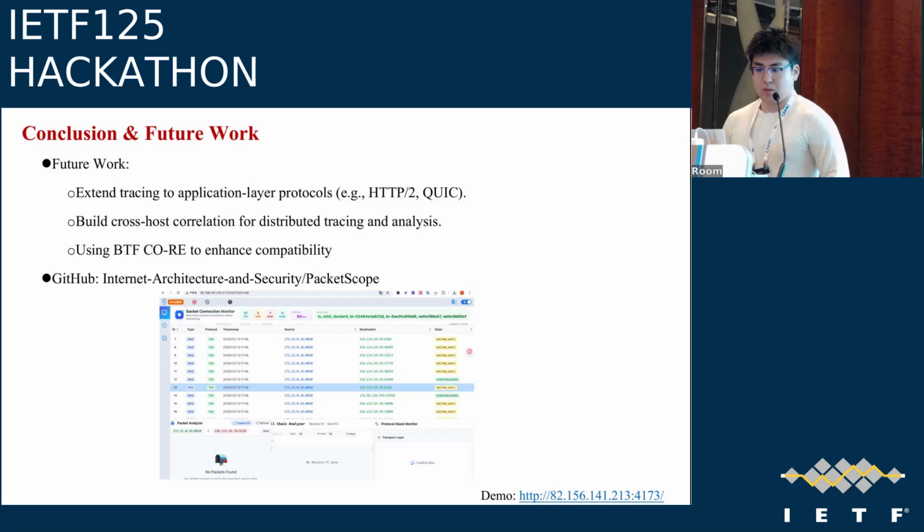Conclusion: our future work is to extend our tracing to application layer protocols like HTTP/2 or QUIC. We want to build cross-host correlation for distributed tracing and analysis. That's our GitHub repo. You can follow our code here.